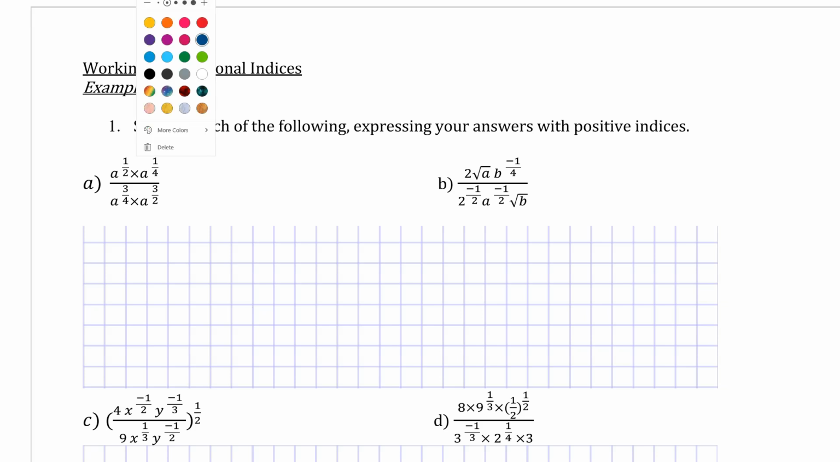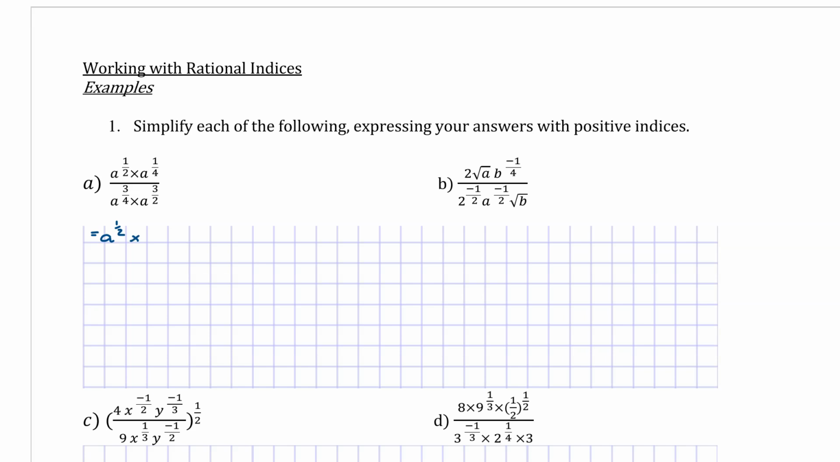So jumping straight into it, we're going to go a to the half times a to the quarter, so nothing new there. But now I'm going to deal with the denominator. So that will become a to the negative 3/4, and then a to the negative 3/2. Now dealing with this, we'll go down the line. We have to make all of these powers a common denominator. So we need a to the power of 2/4 times a to the power of a single quarter times a to the negative 3/4 times a to the negative 6/4.